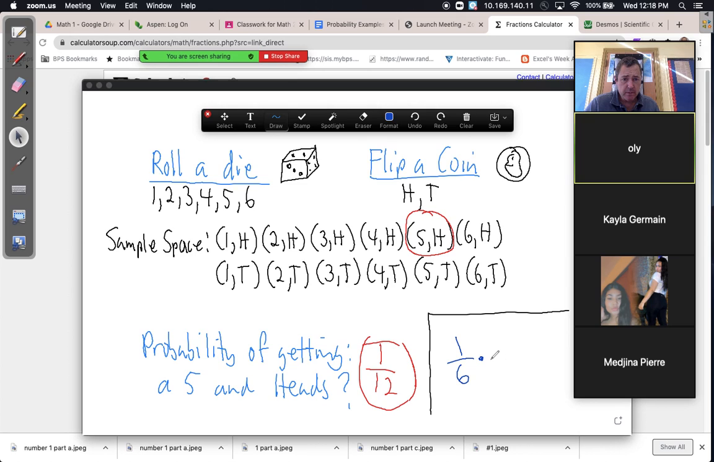Same 1 out of 6? Nope, because how many things can you get when you flip a coin? It's 1 out of 2. Yeah, there's only 2 things you can get when you flip a coin, so it's 1 out of 2. And look what happens. 1 times 1 on top, 6 times 2 on the bottom. That's how we can get the 1/12.